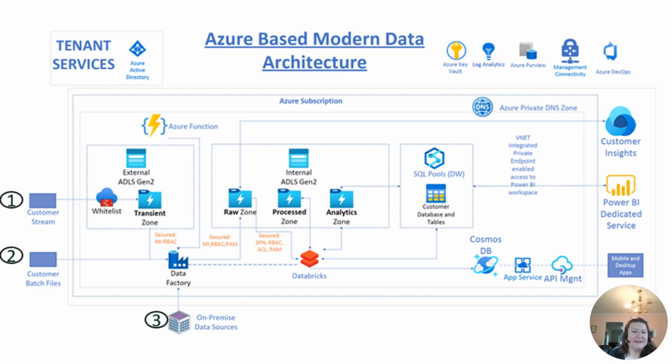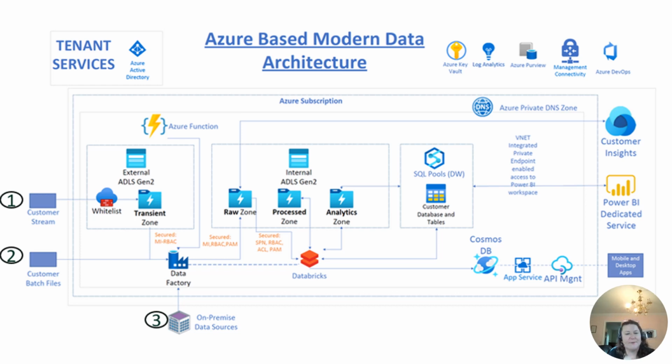On the left, you can see files coming in different formats, in streams or in batch files and what have you. Any data that's on the whitelist comes in and gets put into the data lake in the transient zone, which means it's not quite ready for processing. It needs something done to it.